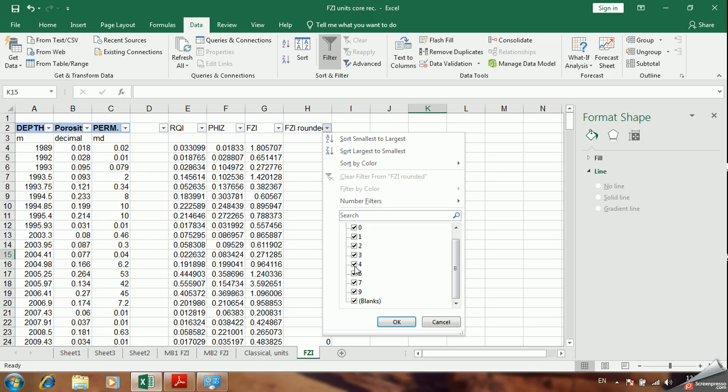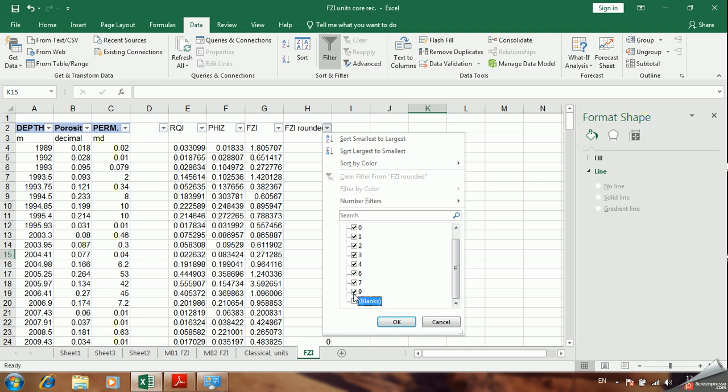Of course, if you have a lot of values of 4, you have to add another FZI. That means that we have a big flow unit, and that means the permeability here is very high. So in general, if the FZI increases from 0 towards 1, 3, 4 and on, that means the fluid can be transmitted easily, and the permeability is good.